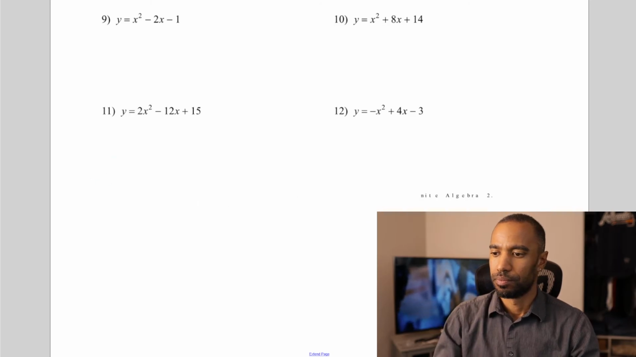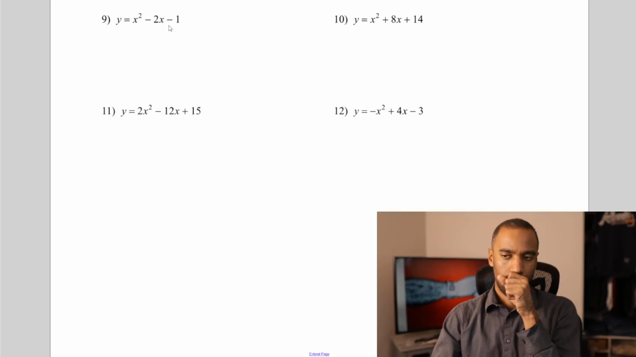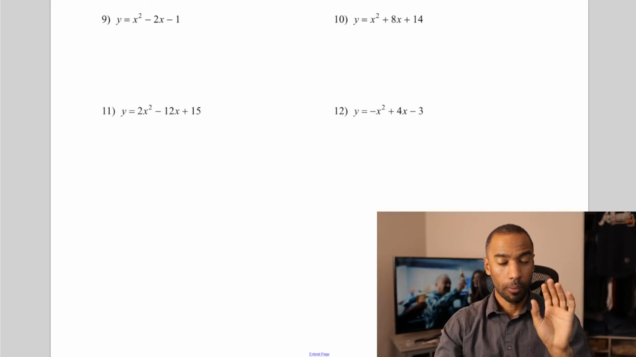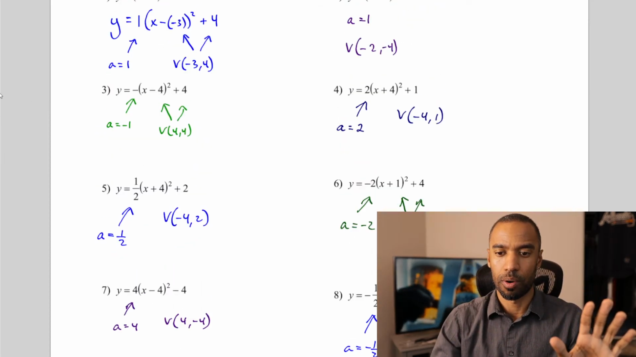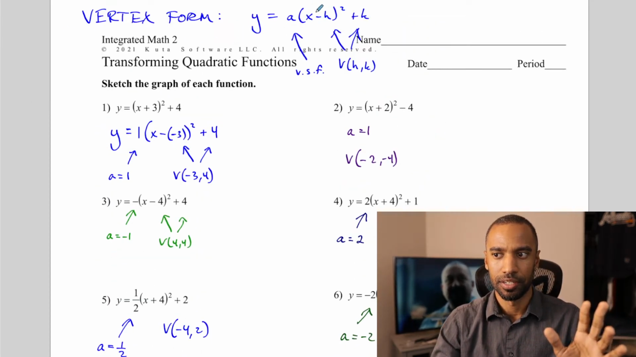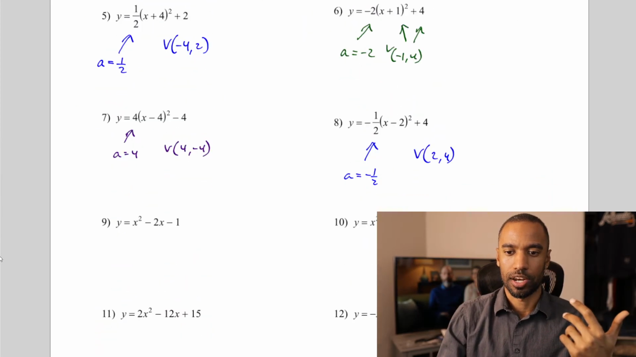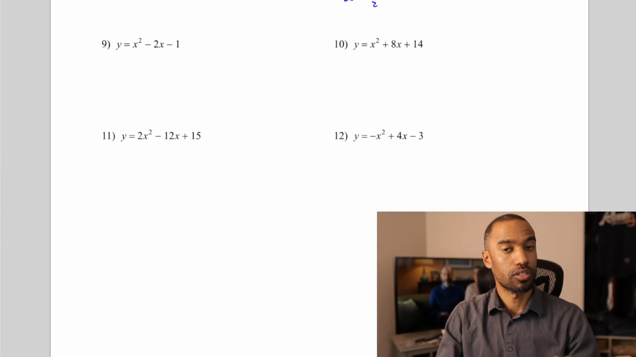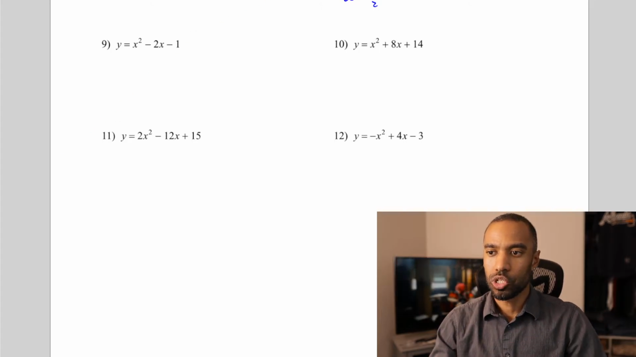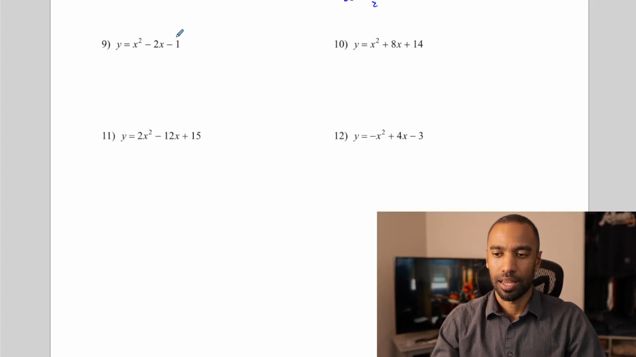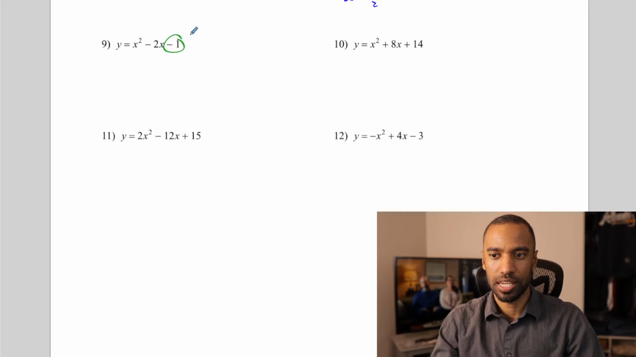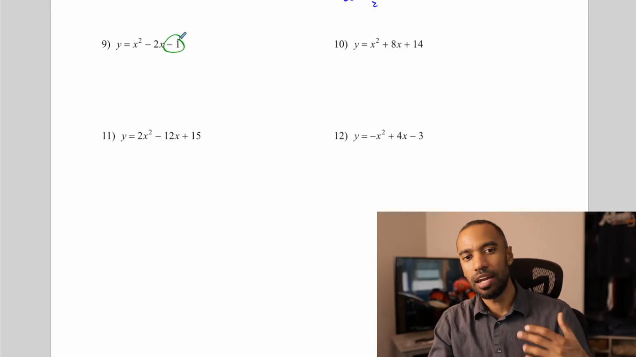So, here's what we're going to do. I want to get in vertex form. If you notice what vertex form has, guys, it has a factored perfect square trinomial. We can get a perfect square trinomial if we do what's called completing the square. We can complete the square if we take whatever term is here, the constant, and move it out of the way.